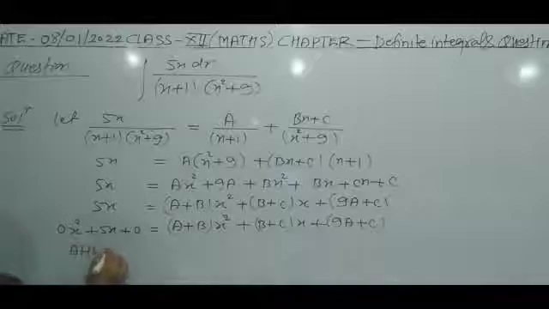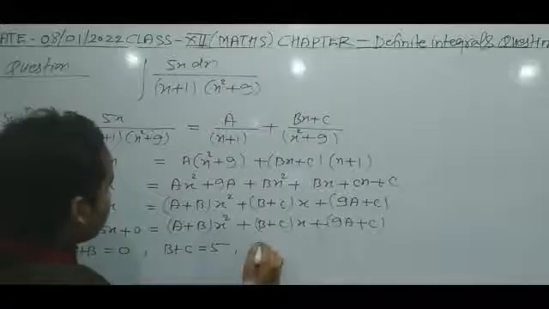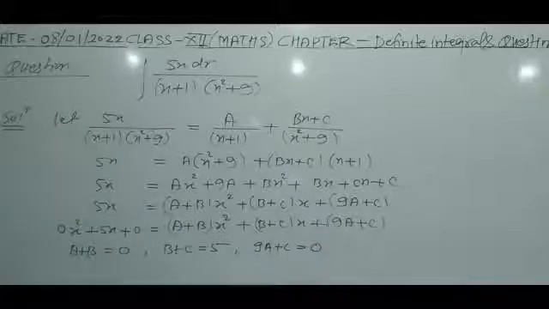Now a plus b is 0, b plus c is 5, and 9a plus c is 0. So how can we solve this? a plus b is 0, so a is equal to minus b, you know. a is equal to minus b and b is equal to minus a we can write. So after solving these equations, we can get the values.